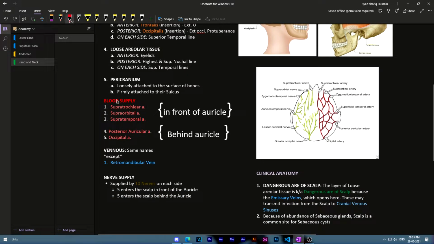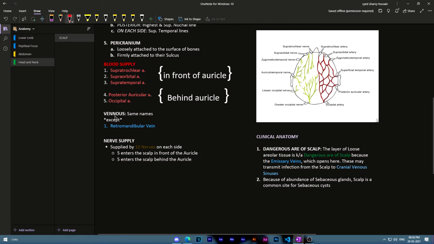So now we're gonna talk about the blood supply of scalp. It is given in a diagram here. So the blood supply of scalp is divided into two parts. Some arteries supply the front of the auricle and some supply behind the auricle. The ones which supply in front of the auricle are the supratrochlear artery, the supraorbital artery and the superficial temporal artery. The ones which supply the scalp from behind the auricle are the posterior auricular artery and the occipital artery. These are given in a diagram right in here.